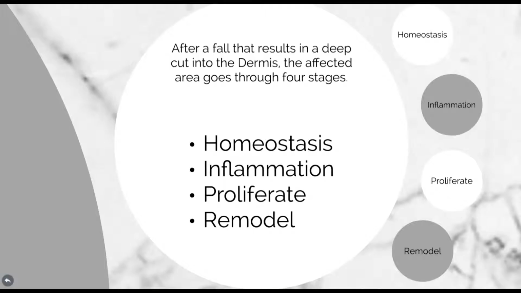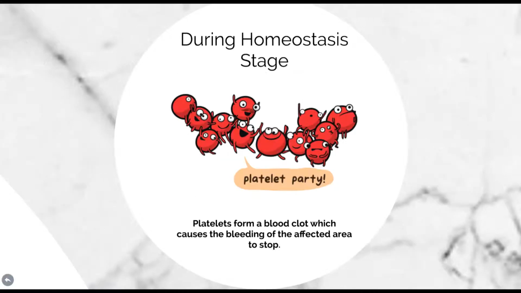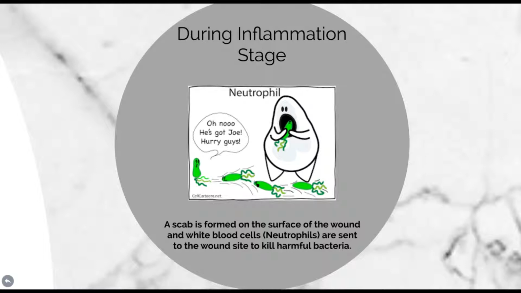After a fall that results in a deep cut into the dermis, the affected area goes through 4 stages: homeostasis, inflammation, proliferate, and remodel. During the homeostasis stage, platelets form a blood clot, which causes the bleeding of the affected area to stop. During the inflammation stage, a scab is formed on the surface of the wound, and white blood cells, which are called neutrophils, are sent to the wound site to kill harmful bacteria.